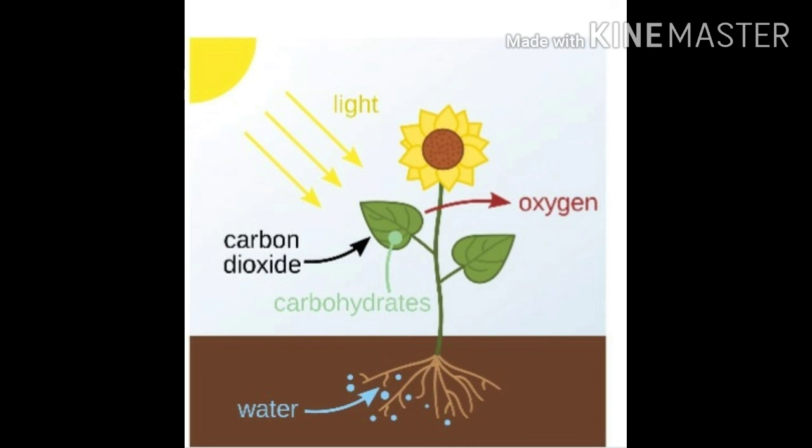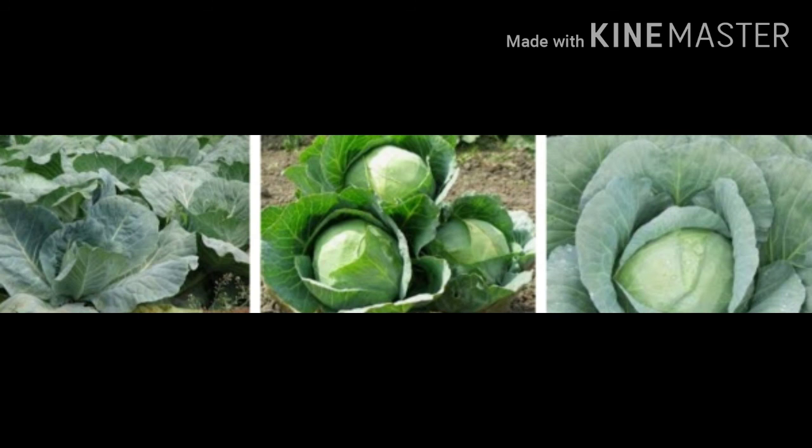A leaf gives out oxygen and uses carbon dioxide. In some plants, extra food is stored in the leaves. Example, cabbage and spinach.